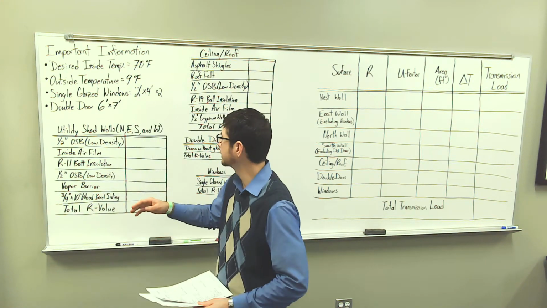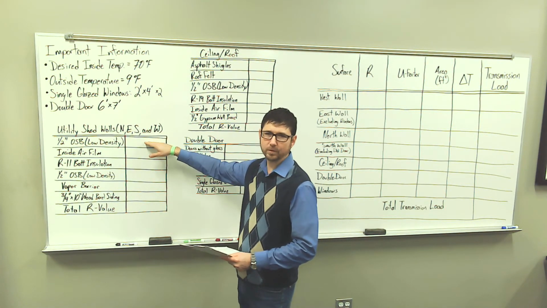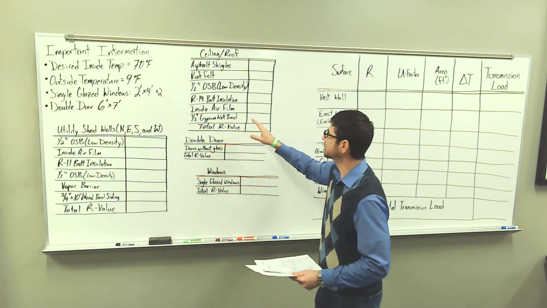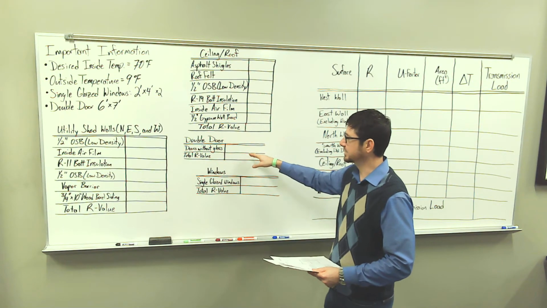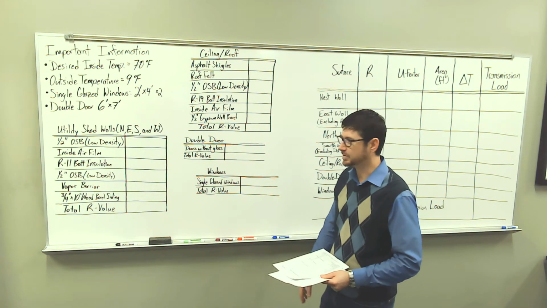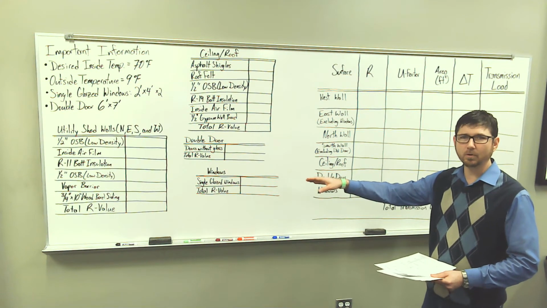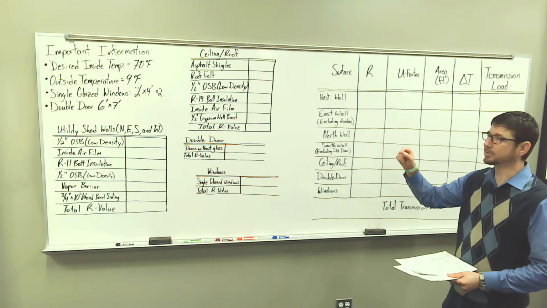Okay, so what we're going to do is identify each R value of the material in each wall. We're going to identify the R value in the ceiling or the roof, and then the double doors and the windows. And so what we're going to do is transfer the total R value from each wall, double door, window, and the roof.